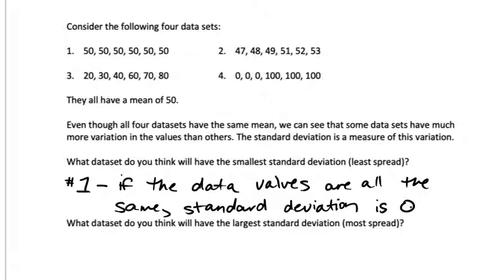Lower values of standard deviation mean that the data is not very spread apart. Higher values of standard deviation mean that the data values are very spread apart. And looking at these data sets, the most spread apart set of data is number 4. Those are the values that are the furthest apart from each other. So that's going to have the largest standard deviation.